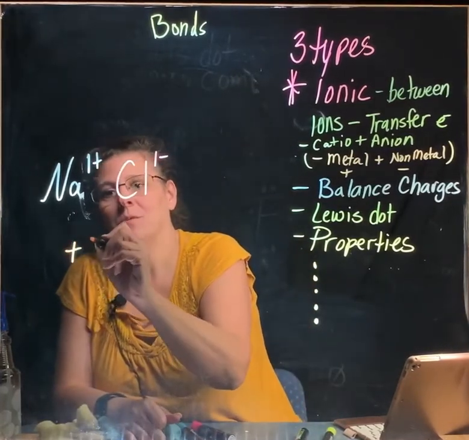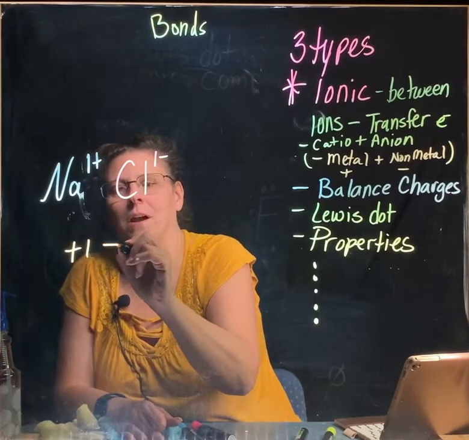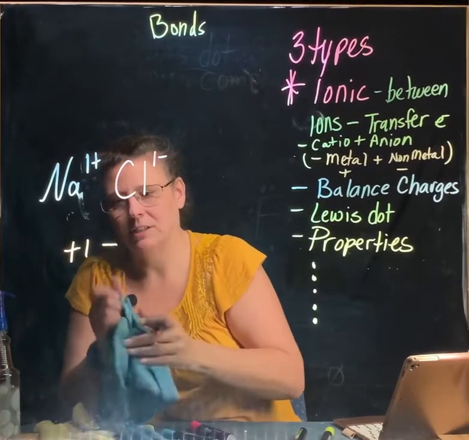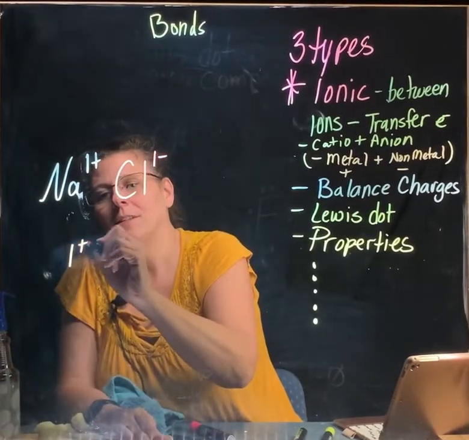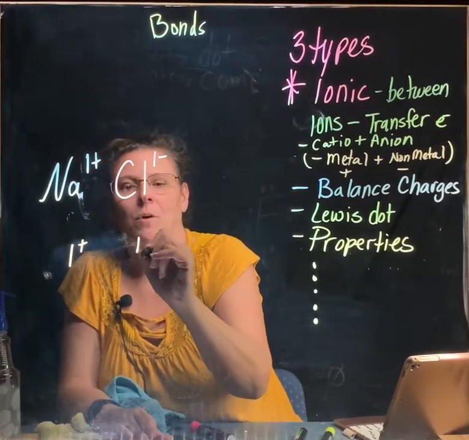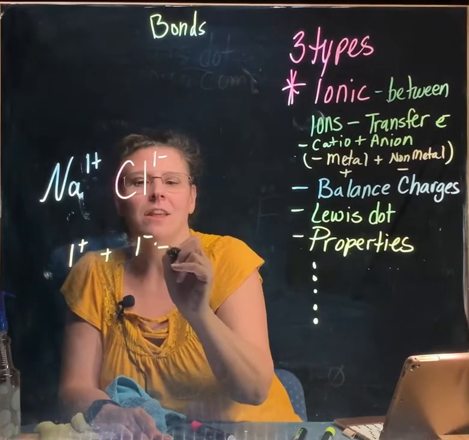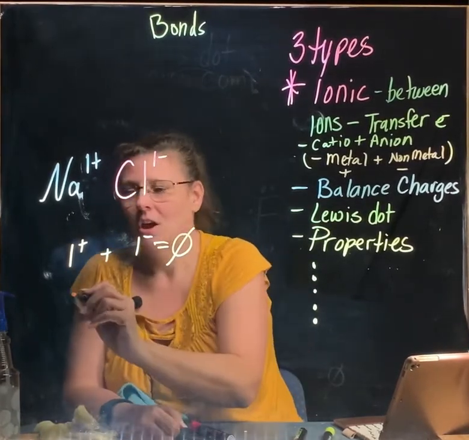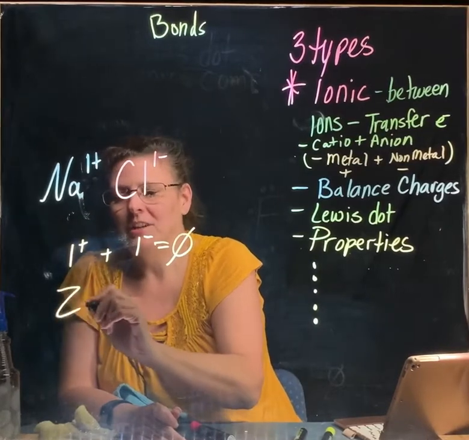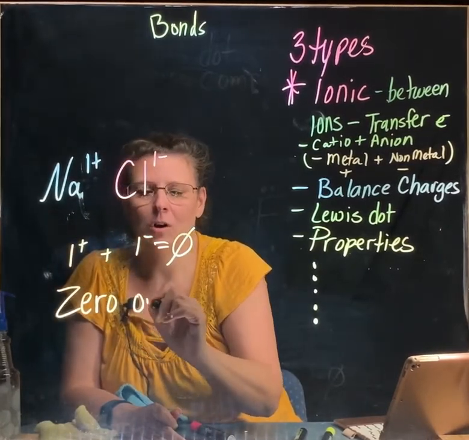So we take plus 1 minus, sorry, take that back. Let me go back up a little bit. Sorry. You have a 1 plus and you have a 1 minus. We're going to add those together, and to balance it, we should have a 0 net charge. So we should have 0 overall.